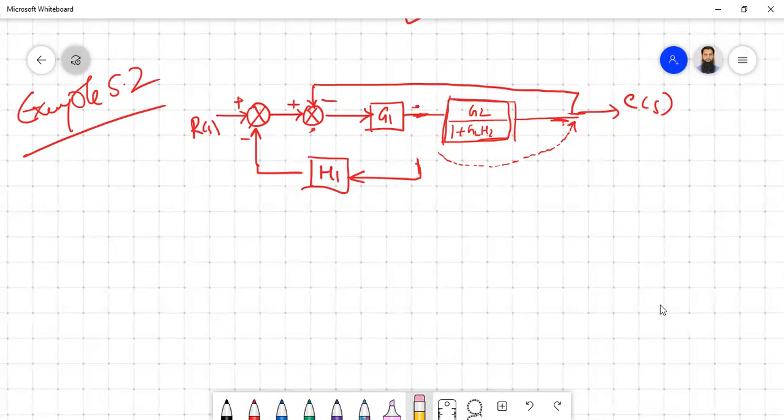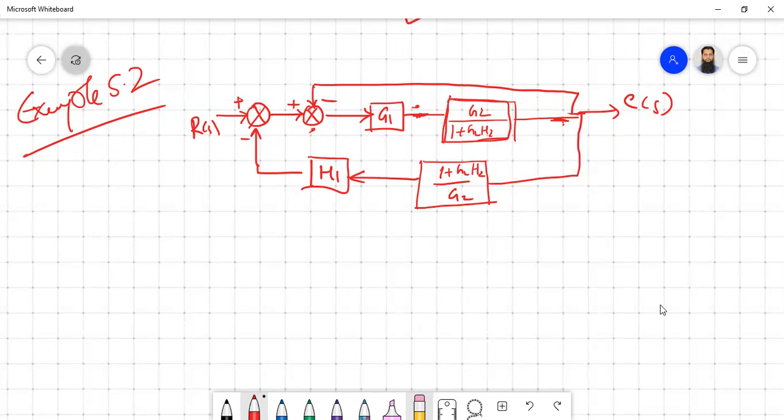So we can simply do that. Simply take it from here, on this side, with the multiplication, basically dividing by that one. Dividing is just multiplying by the inverse of that one. So 1 plus G2 H2 divided by G2. So this should be your case.